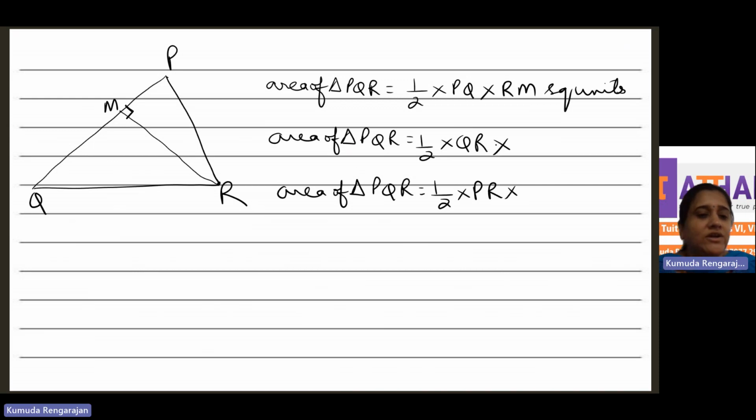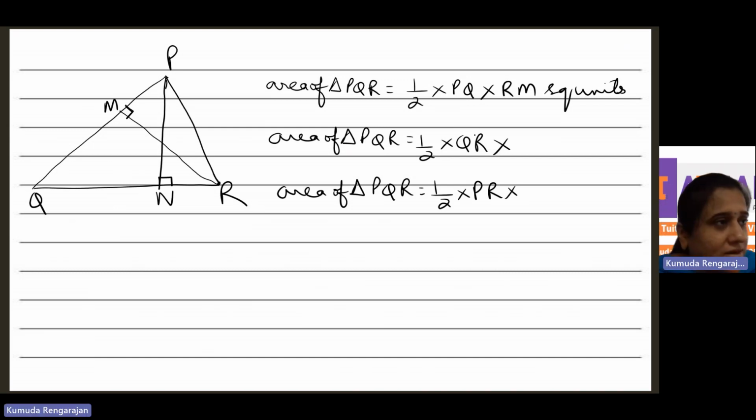Now half into QR. For QR, from where should the altitude come? From P. QR, it should come from P, the opposite vertex. From P, there's a line like this. It lands like this, 90 degrees, on QR at N. So half into QR into.